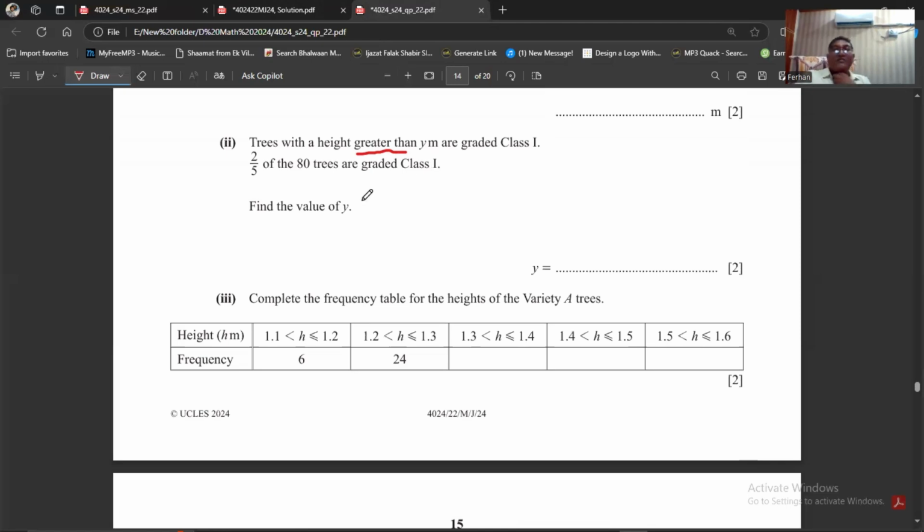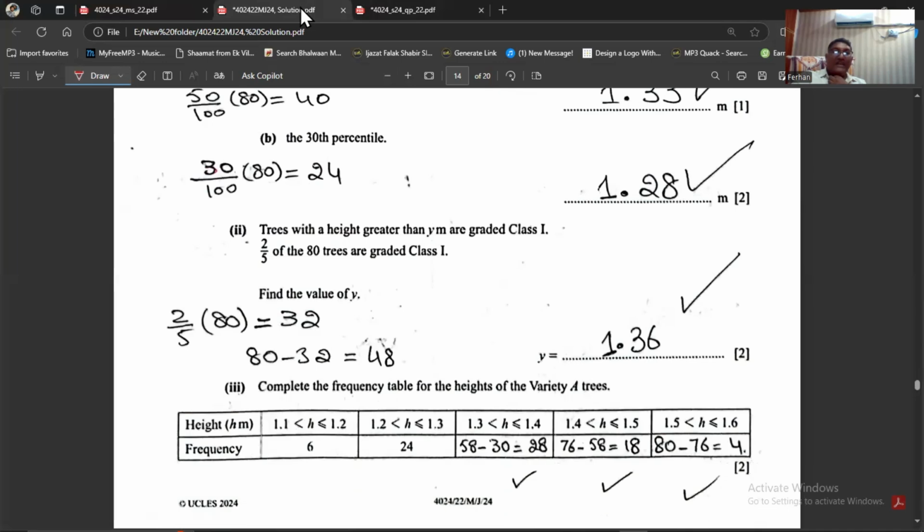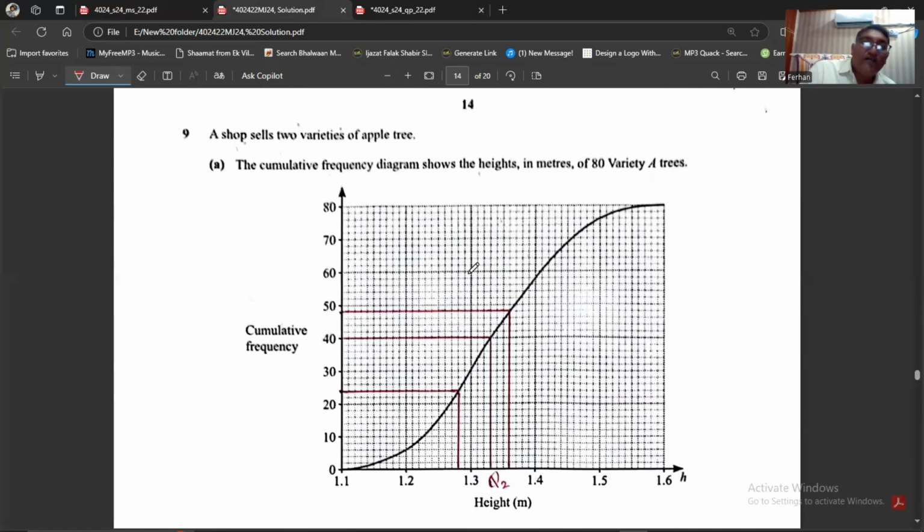Very simple, y will be on the x-axis. 2 by 5 of the 80, we will find out this. 2 by 5 of the 80 is 32. And because they use this word greater than, from the top, I will come down this much. So from 80, I will subtract 32, you will get 48. So let me show you. From 80, I will go 32 down, so it will be on 48.